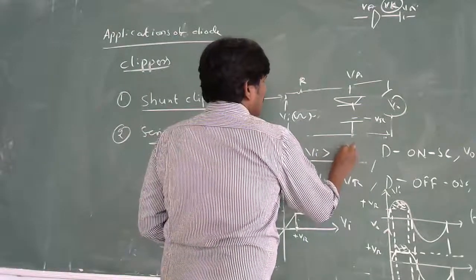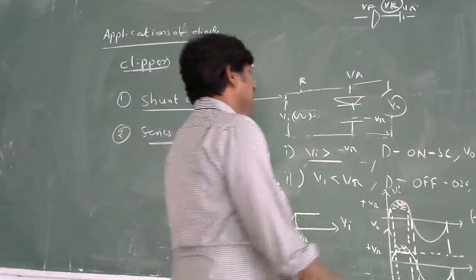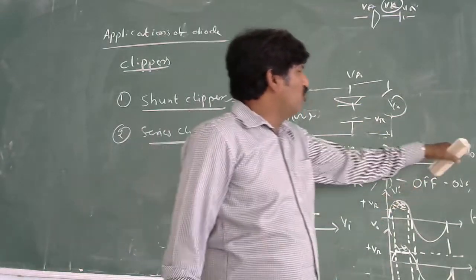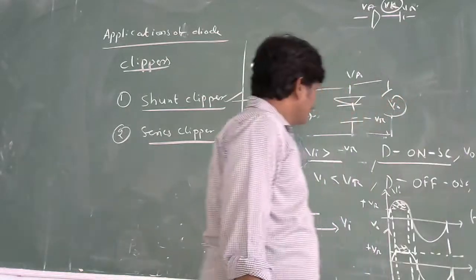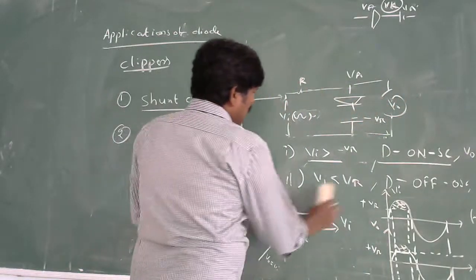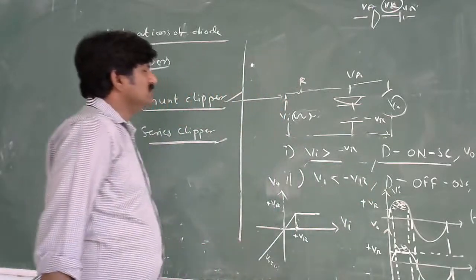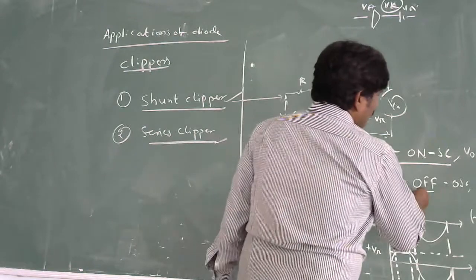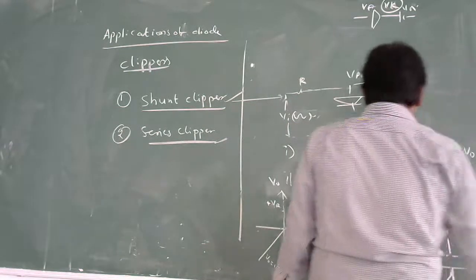Vi greater than minus VR is enough for the diode to become a conductor, acting like a short circuit, and the output follows minus VR. When you consider Vi less than minus VR, the diode will become off. It will be acting like an open circuit. Now V0 is equal to Vi again.